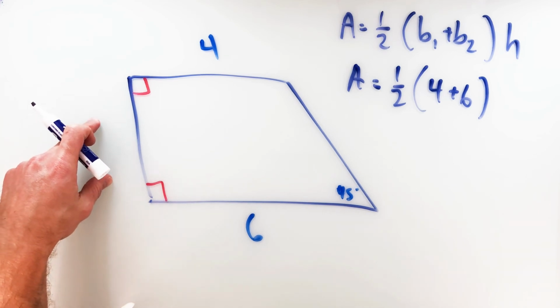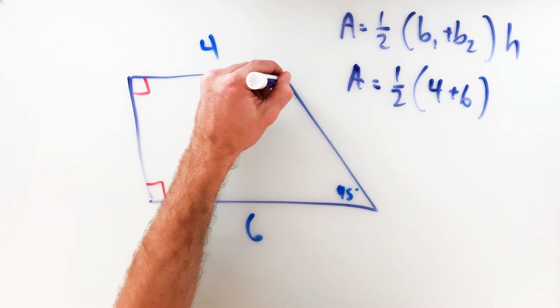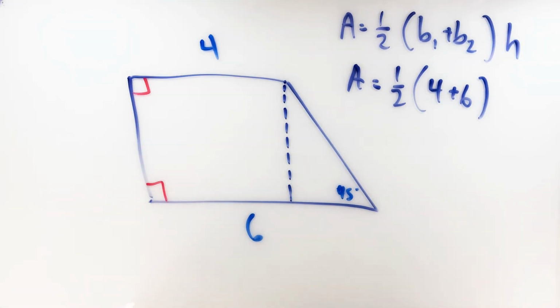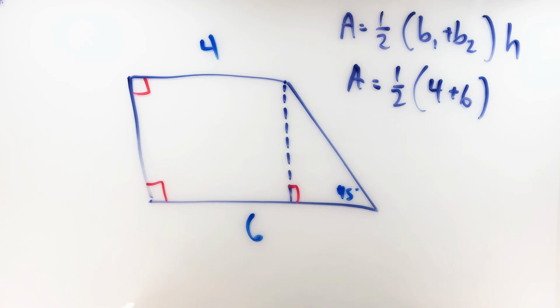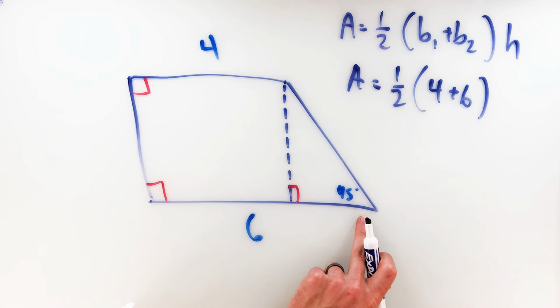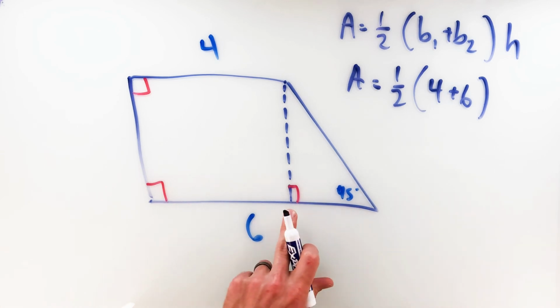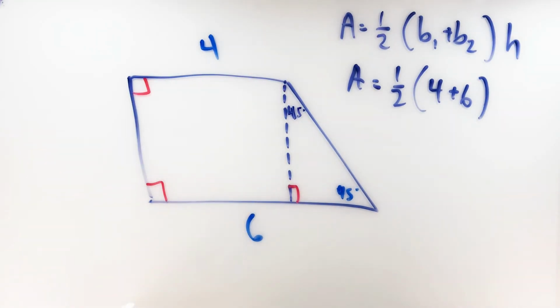Where else could the height be? Well, the height can be anywhere as long as it is perpendicular to both bases. So what I'm going to do is drop a line right there, perpendicular to each base. And you can see what I've done is I've cut off a triangle. More importantly, I've cut off a right triangle, and even more importantly, I've cut off a 45, 45, 90 right triangle. Since I had that 45-degree angle down in the corner, knowing that gives us a lot of information about this thing.